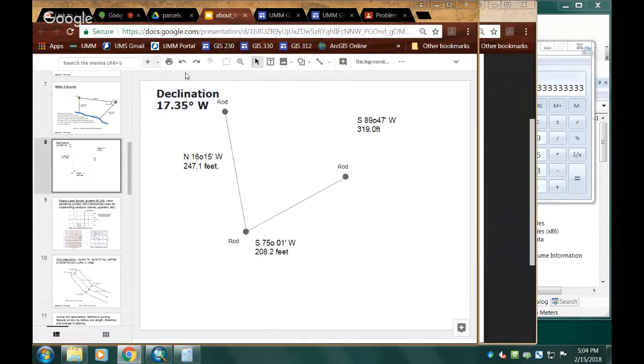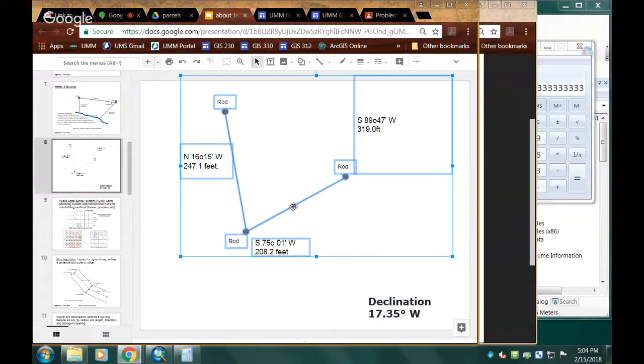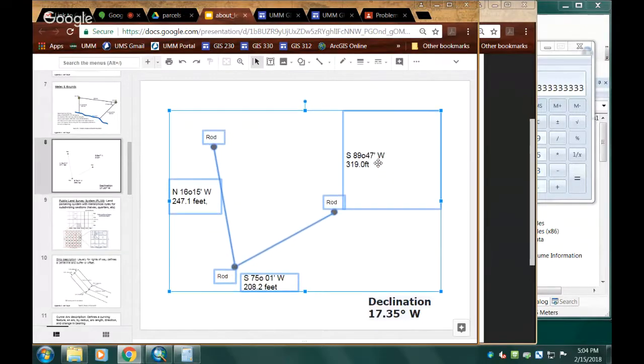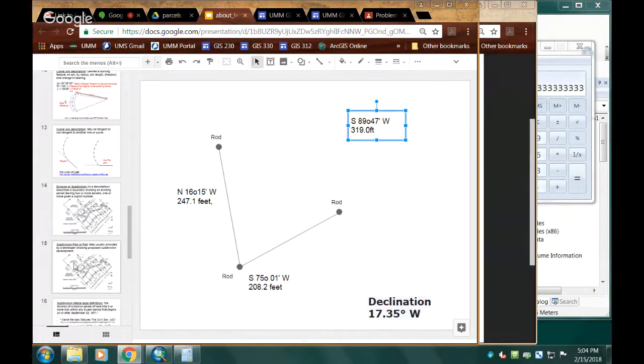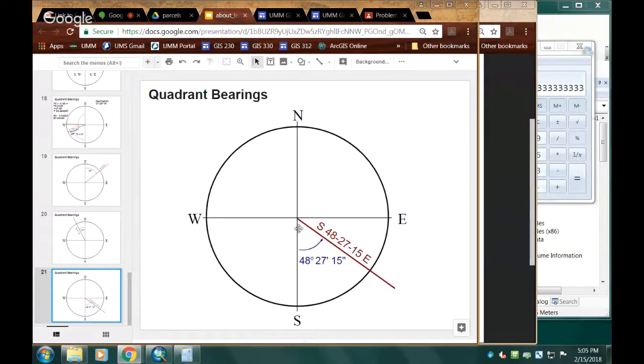Oops. I need more room. Again. There we go. Okay, so south and west, 89. That's almost 90 degrees south and west. So south and west, almost all the way over here.